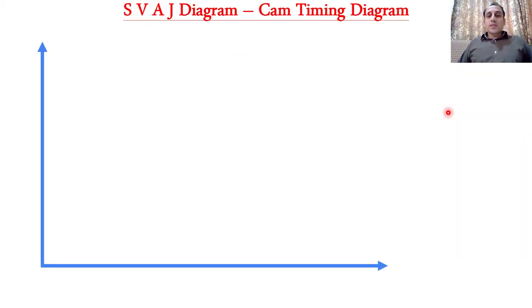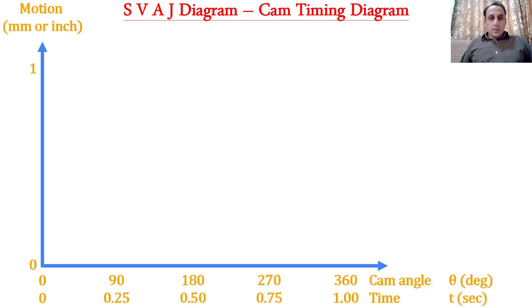Now we will discuss the cam timing diagram. In this diagram, we have a coordinate system. On the x-axis, we have once again the cam angle, which is the angular displacement of the cam, or we can have the time. And on the y-axis, we have the motion of the follower, in units of length. It can be in millimeters or inches. So this is with respect to the follower. This is the follower and this is the cam.